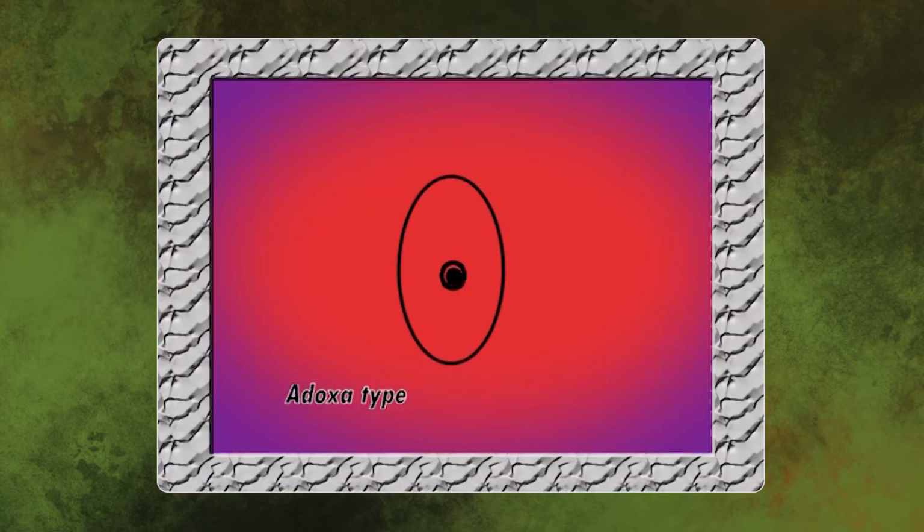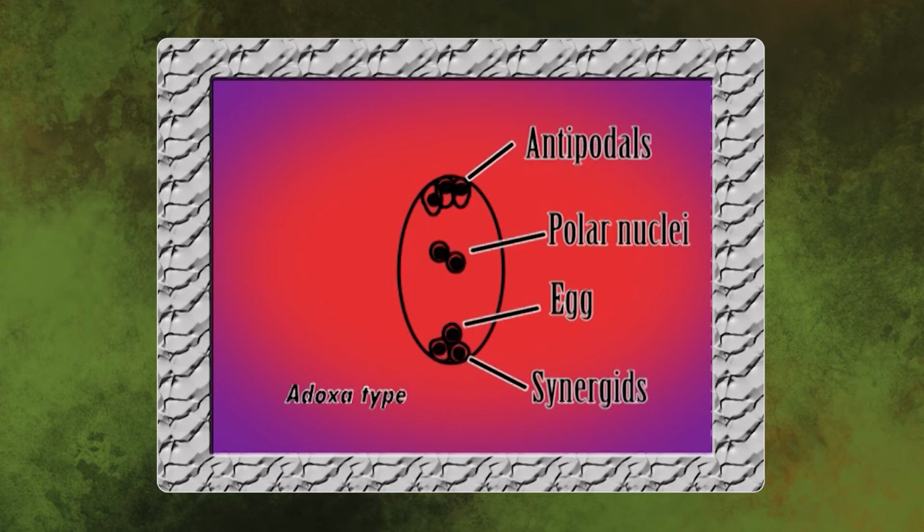In this type of embryo sac development, the nuclei of the coenomegaspore take up a 2+2 arrangement. All the nuclei of the coenomegaspore undergo just 1 more division to form an 8-nucleate embryo sac. The mature female gametophyte has a normal egg apparatus, 3 antipodals and 2 polar nuclei.